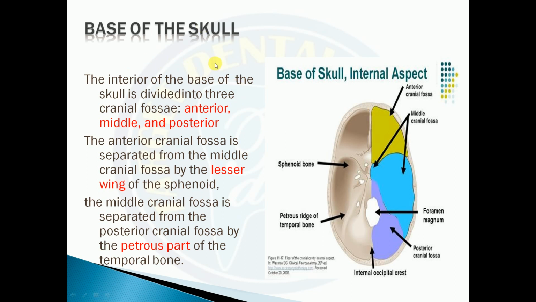Base of the skull. The interior of the base of the skull is divided into three parts: the anterior cranial fossa, the middle cranial fossa and the posterior cranial fossa. You have the foramen magnum over here. The anterior cranial fossa is separated from the middle cranial fossa by the lesser wing of the sphenoid, whereas the middle cranial fossa and posterior cranial fossa are separated by the petrous ridge of the temporal bone.